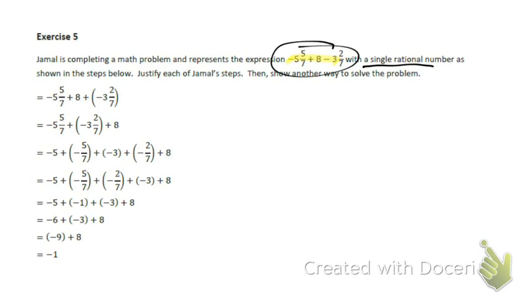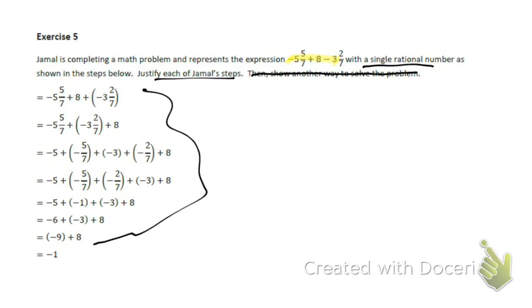This is justify each of Jamal's steps and then show another way to solve the problem. We're going to not worry about this part. We're just going to justify his steps. Basically say, what did he do in each step? It's a lot of steps, right? But he eventually got it down to one final answer. We're going to say what he did in each step.